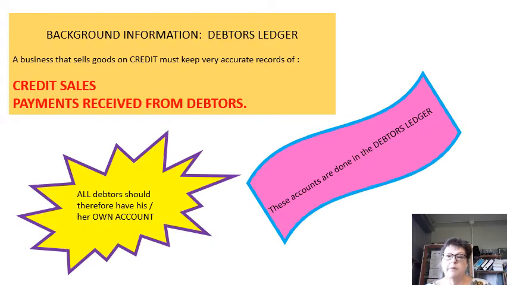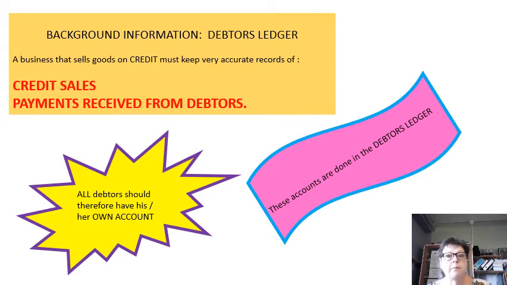Some background information. A business that sells goods on credit must keep very accurate records of those credit sales and also of the payments received from the debtors. Remember, if you do not keep very accurate track of what you sell on credit and who you sell to, how will you remember who owes you money, how much that person owes you, or if he paid his account or did not pay his account?